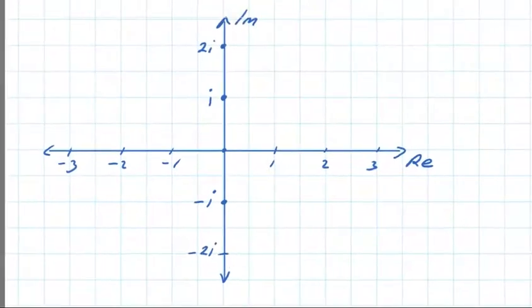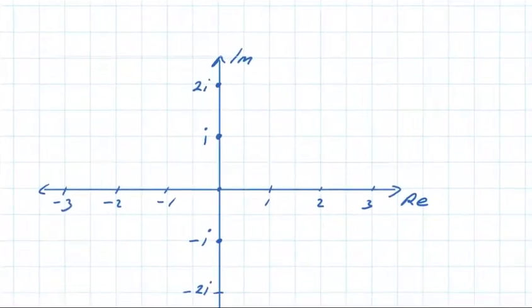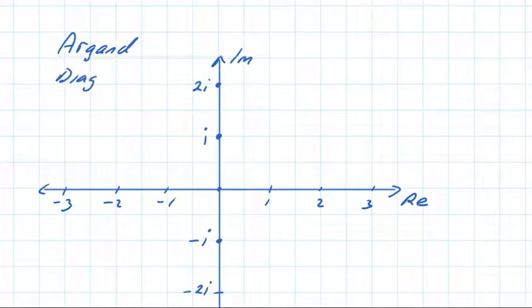And that's what's called an Argand diagram. There's a name for this diagram. It's called an Argand diagram. So there's your Argand diagram. There are an infinite number of real numbers on the real number line, and there are an infinite number of imaginary numbers on the imaginary number line.